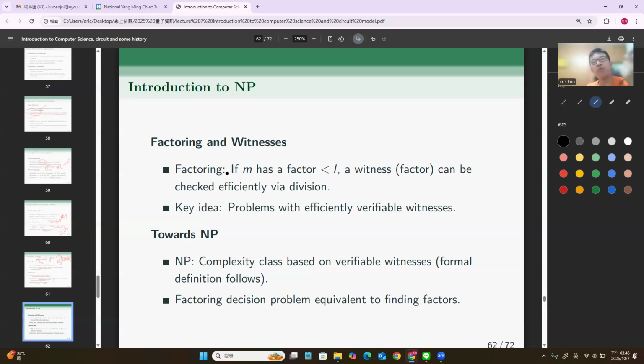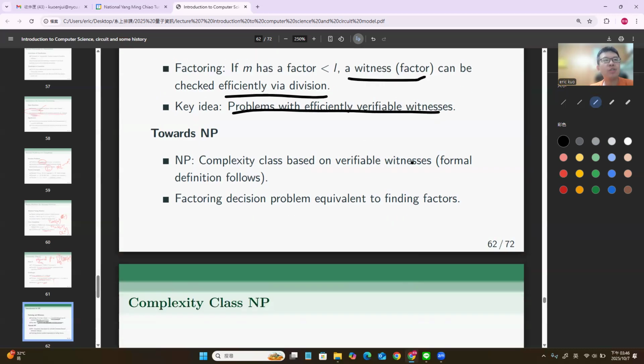Let's use factoring as an example. If M has a factor less than L, then there's a witness, right? Basically, the factor is a witness, and it can be checked efficiently. You just use division. To check whether a number is a factor of another number is trivial; you just do a division. So there's an efficiently checkable witness. NP stands for the complexity class based on verifiable witnesses. If X belongs to L, there's a short witness that you can check.